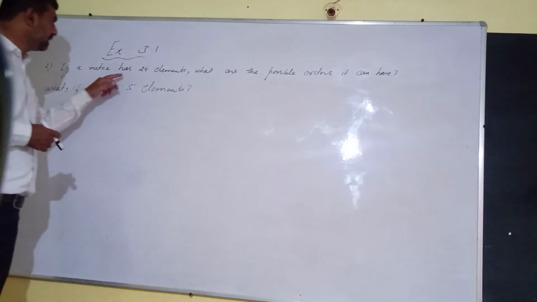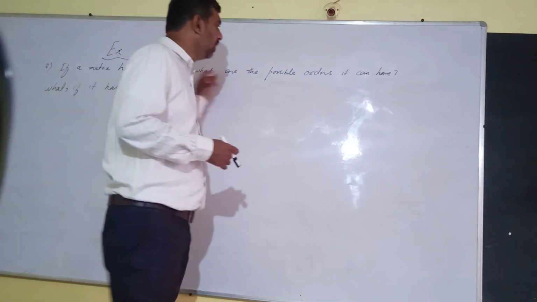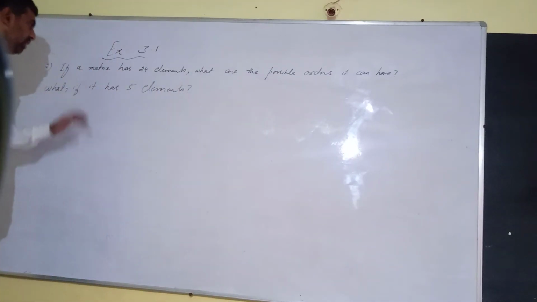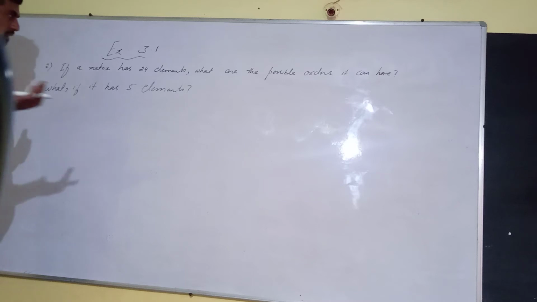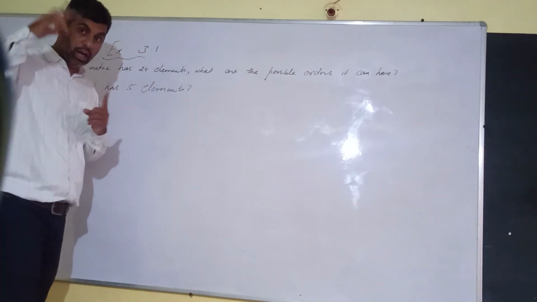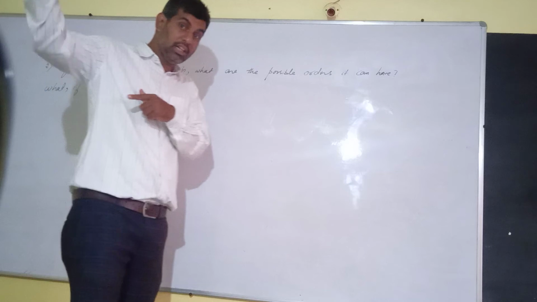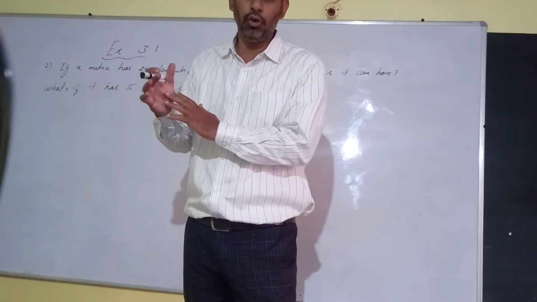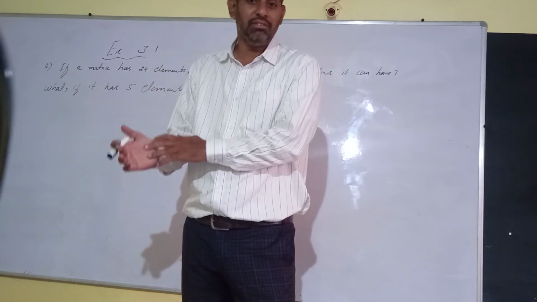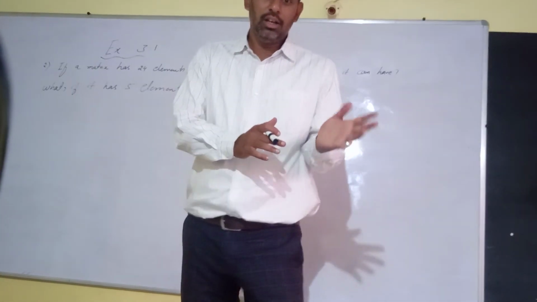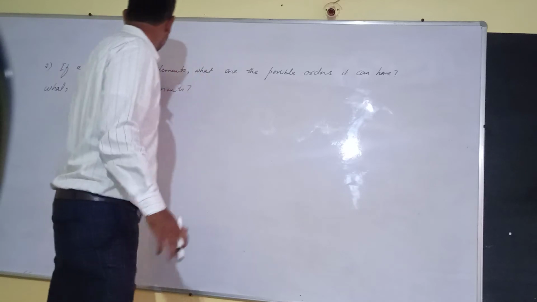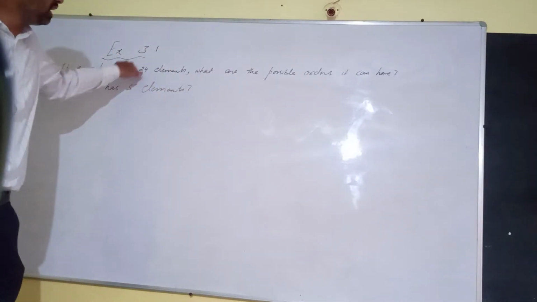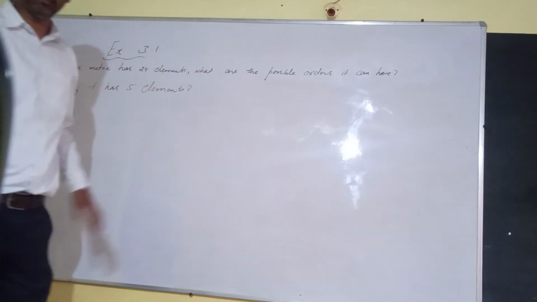If a matrix has 24 elements, what are the possible orders it can have? What if it has 5 elements? Two different questions. In the first question, we have to find the order. In the last question, we have seen it is a given matrix of order 3 cross 4. It has given the matrix and asked for the order. Now, it has given the number of elements. We have to find how many possible orders there are.